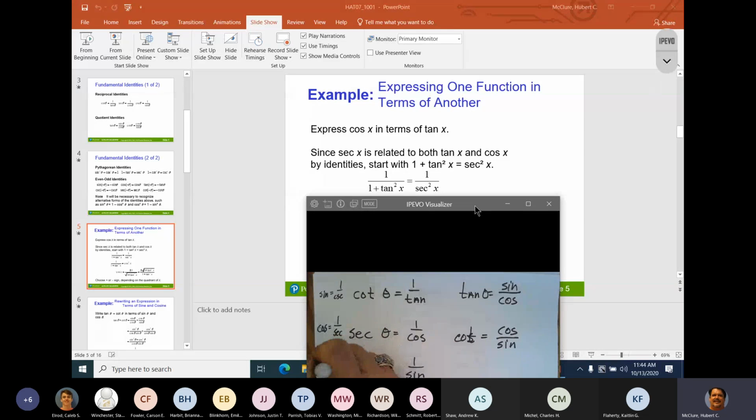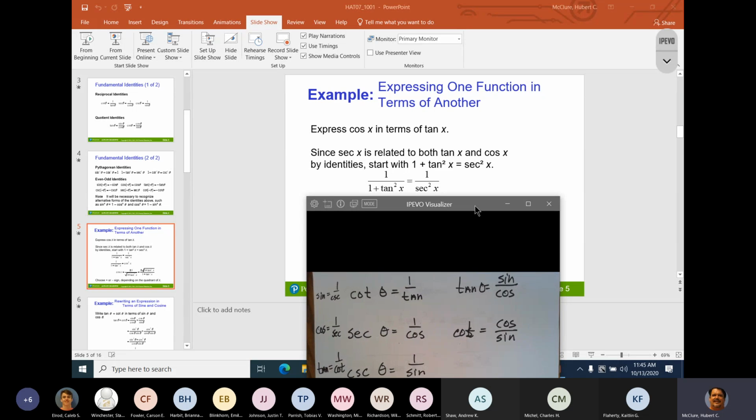And let's see, which one do I not have? Tangent is 1 over the cotangent. Okay, so those are reciprocal identities. Now, which one looks like 1 over the secant? Well, right here, 1 over the secant is equal to cosine.